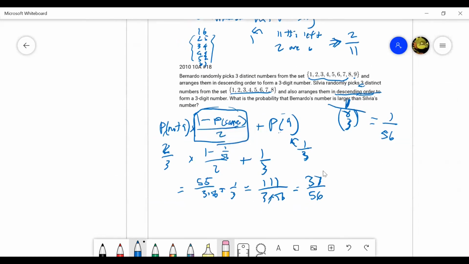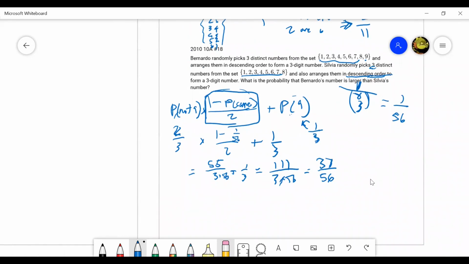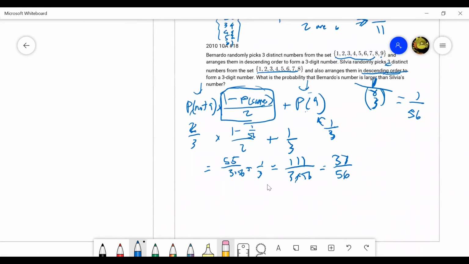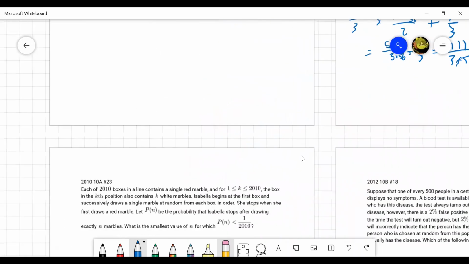Things to emphasize from this problem: symmetry. Use it to your advantage. That's kind of the only way you can actually solve this problem. And consider cases too, where you have a 9 and where you don't have a 9. But that's it for this problem. All right, so next.